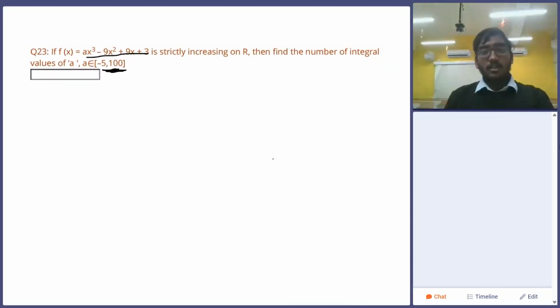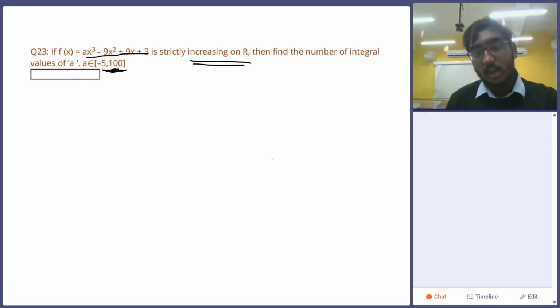So, 23rd question, they have given f(x) is ax cube minus 9x square plus 9x plus 3, and they have given it is strictly increasing on R. They are asking the number of values of a. They have given that a varies between minus 5 to 100, and they are asking integral values of a. So finally you have to get a condition and take the overlap with the second condition, that a belongs to (minus 5, 100).